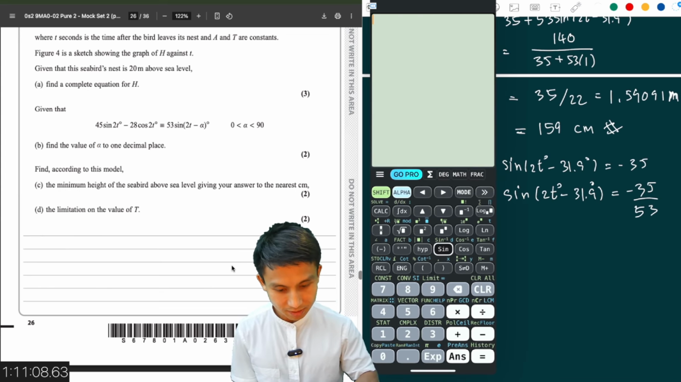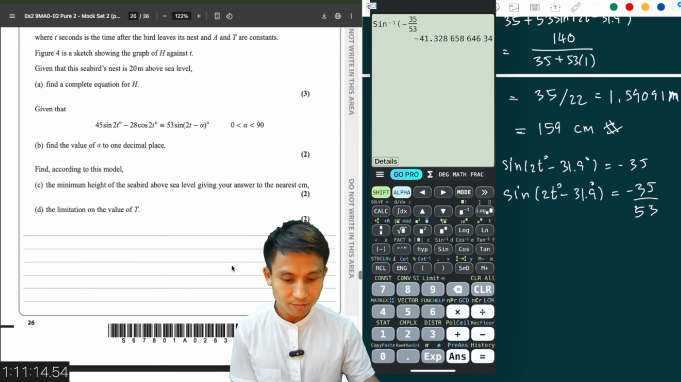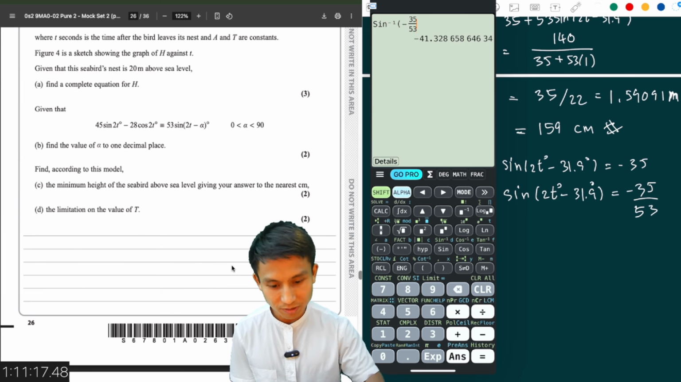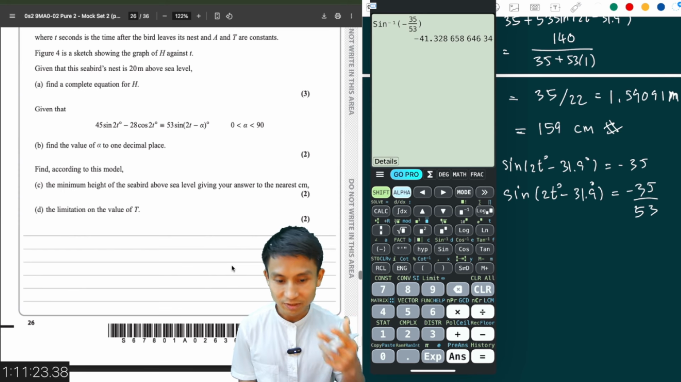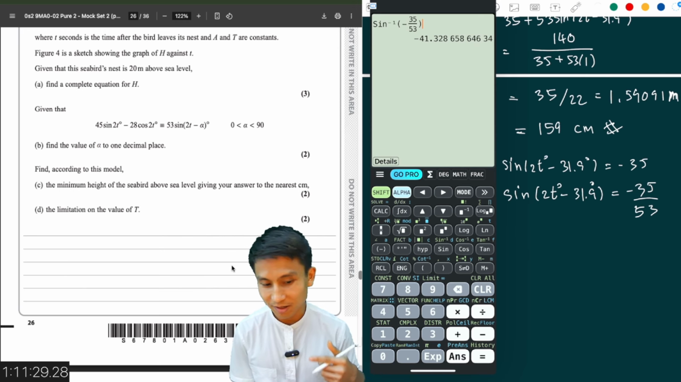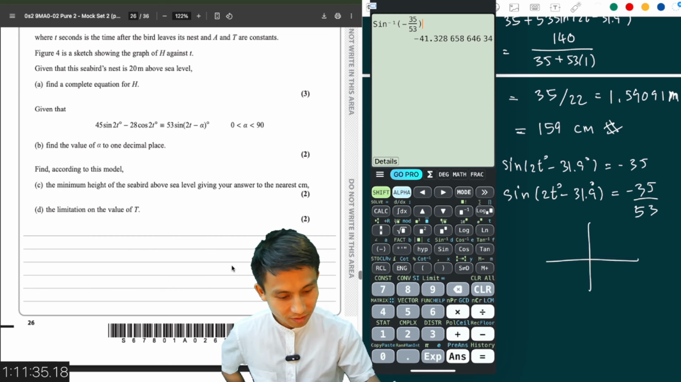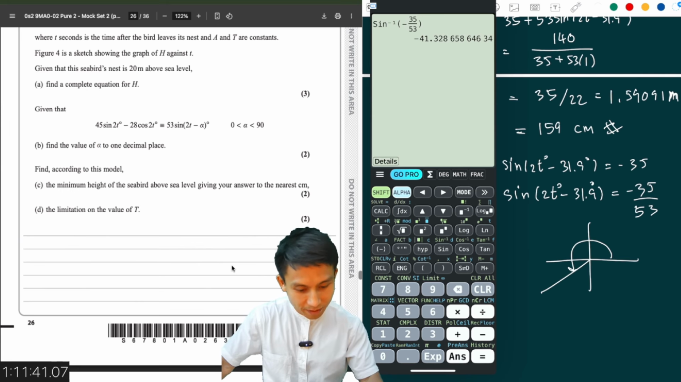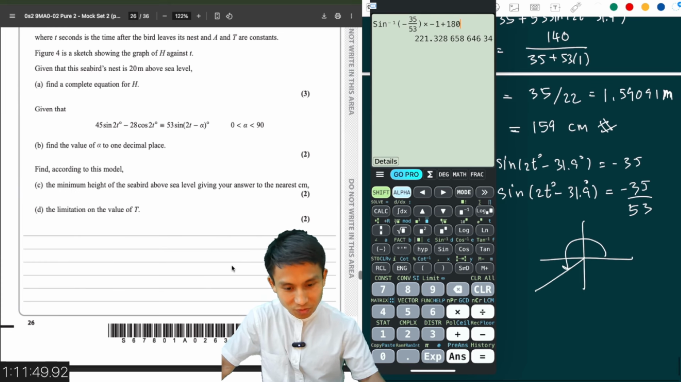So that's going to be arcsine, in degrees, of minus 35 over 53. Let's make that a positive value, because otherwise it's going to give you a negative t. This is basically solving a CAST diagram. We want the first angle where it gets negative, so that's going to be 180 plus. If we multiply that by -1 and add 180, we get this angle right here, 221.